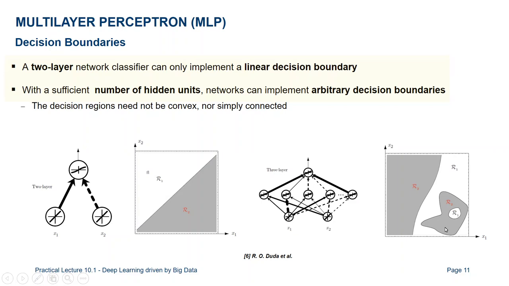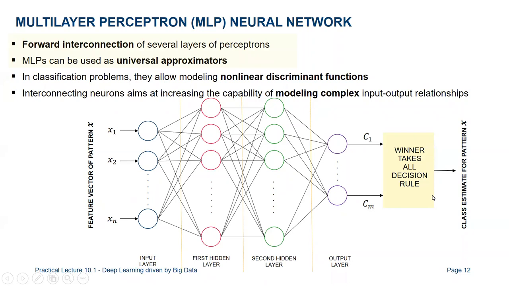All right, so here you can see a general architecture view of a multi-layer perceptron. Here you have a forward interconnection of several layers of perceptrons, right? So you see many connections here. By interconnecting the neurons, we aim at increasing the capability of modeling complex input-output relationships. So that's why we want to do this.